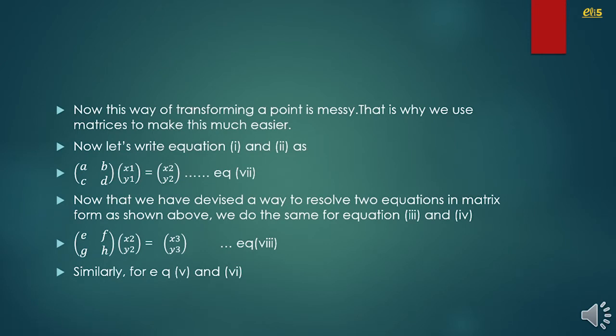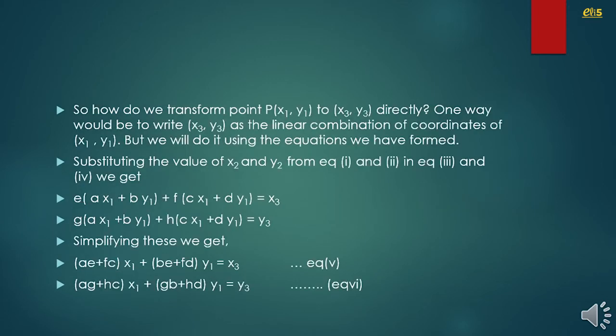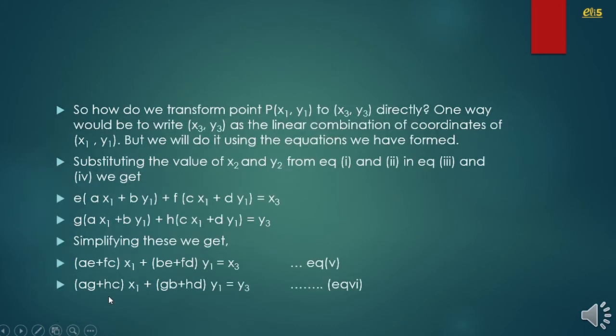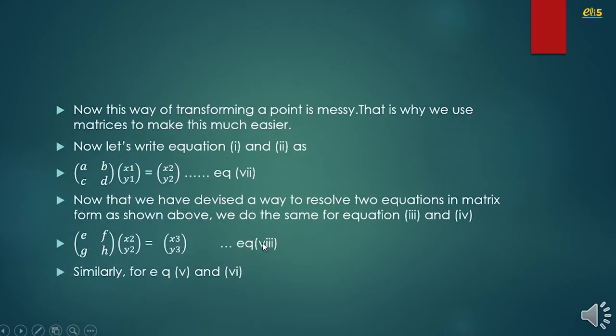Now we have devised a way to write two equations in matrix form. So we need to follow the same rule for other equations as well. So how do we write it? We write constant coefficients. So let's look at equation 3 and 4. We write E, F, G, H, and we multiply it with x2, y2 to get x3, y3. And you can see in equation 8 as shown.